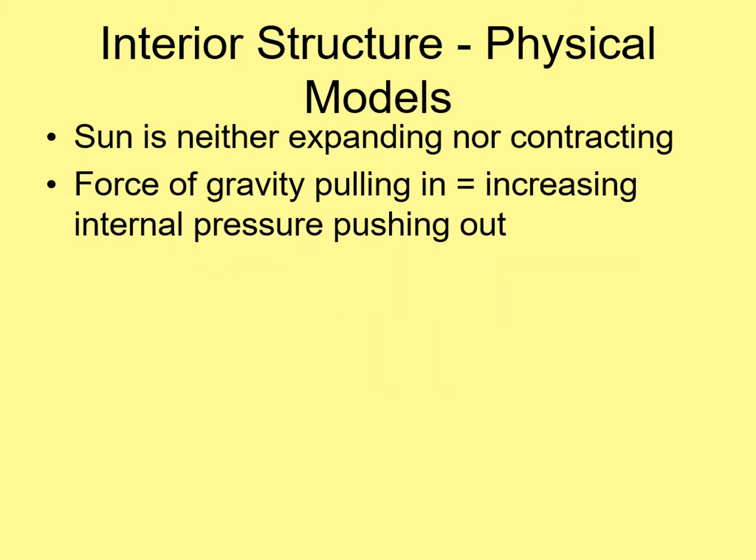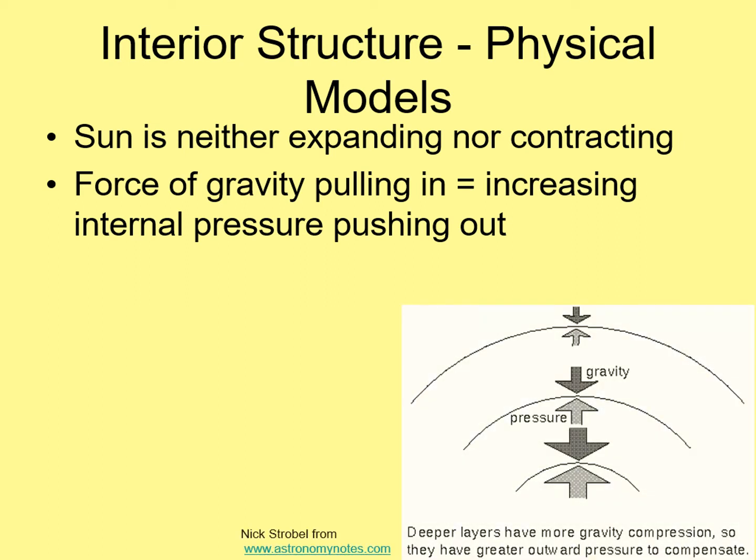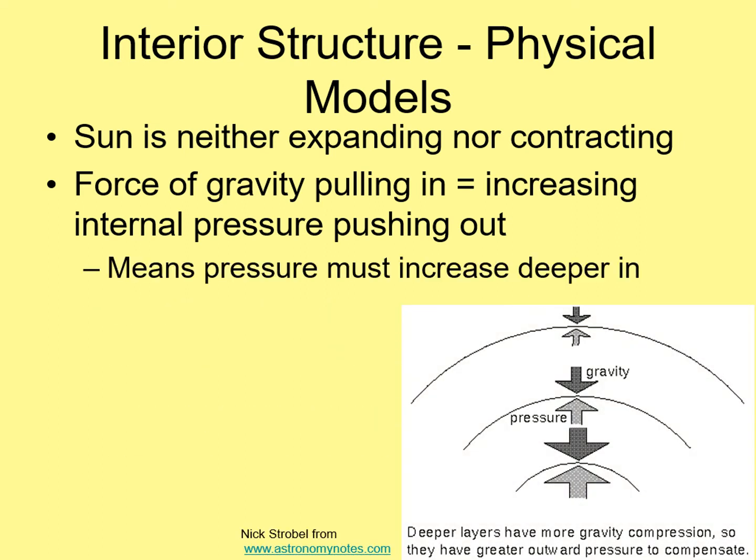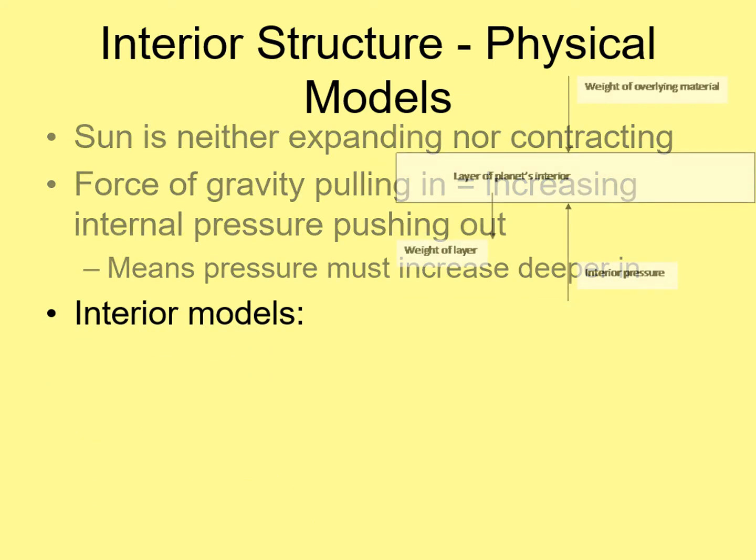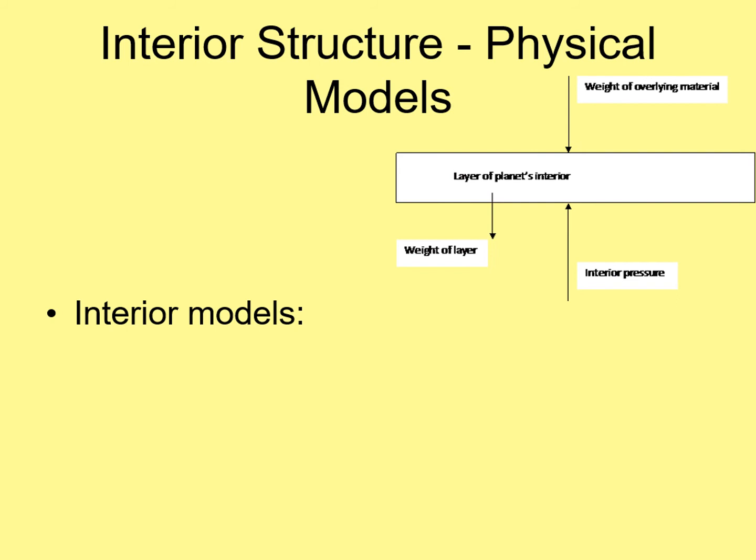This is balanced against the internal gas pressure pushing outward. However, the only way pressure can push outward is if the pressure inside is higher than the pressure at the surface. So we know that the sun's interior pressure has to keep going up as you get deeper inside it. That means that both the temperature and density have to get higher as you get deeper into the sun. We can use these ideas to build up a model of the sun's interior.